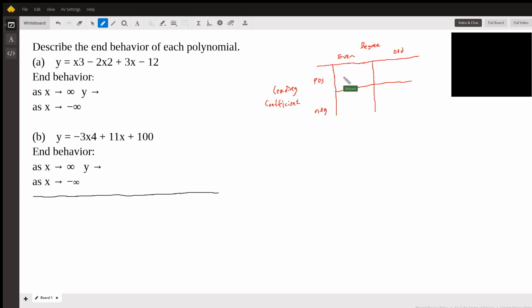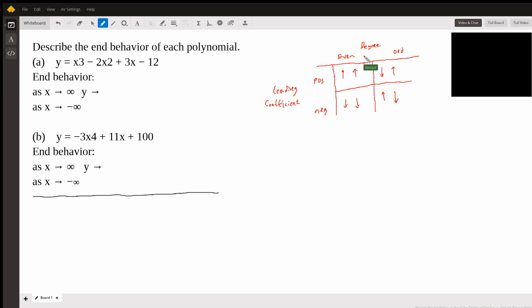Okay, so if it's even and positive, it goes up on the left and up on the right. If it's even and negative, it goes down on the left and down on the right. If it's odd and positive, it goes down on the left and up on the right. And if it's odd and negative, it goes up on the left and down on the right. Okay, so hopefully that'll help you remember.